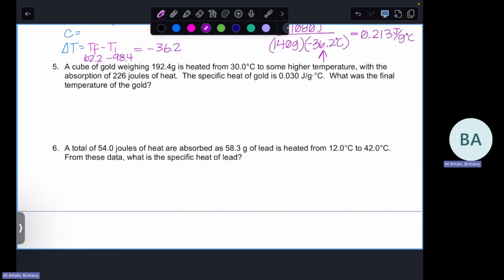Question number 5. This one's a little tricksy. All right. A cube of gold weighing 192.4 grams is heated from 30 degrees Celsius to some higher temperature with the absorption of 226 joules of heat. The specific heat of gold is 0.030 joules per gram degree Celsius. What was the final temperature of the gold? So I'm changing the temperature, so we're going to Q equals MC delta T.